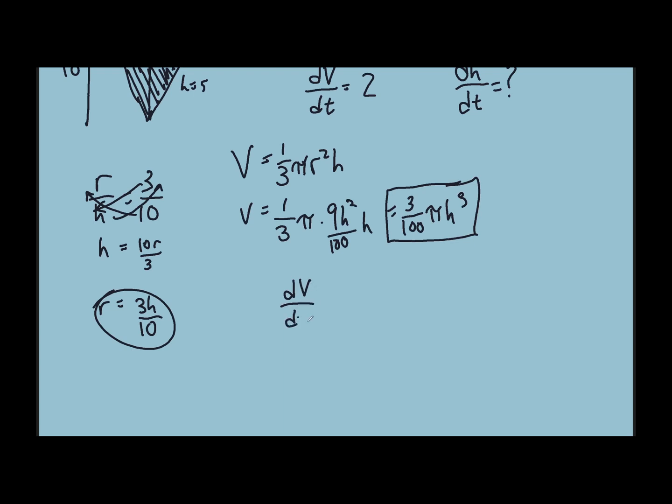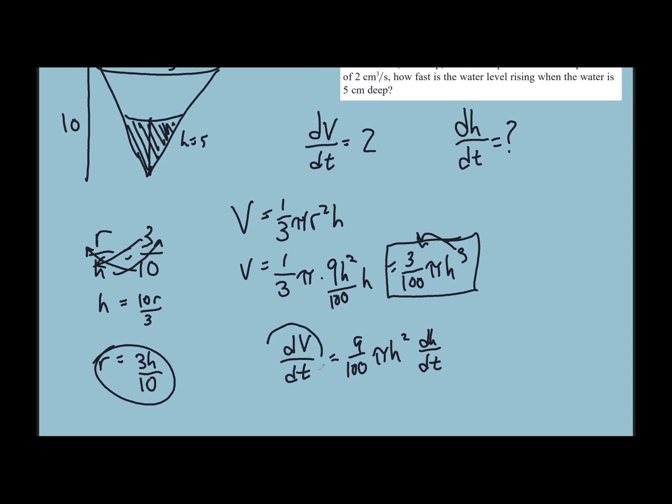dV/dt equals, let's bring the exponent down. That'd be 9/100ths pi h squared. That feels good. Now don't forget, because we're taking a derivative with respect to time, you need to chain rule dh/dt out of here. And wouldn't you know that's what they're asking for?